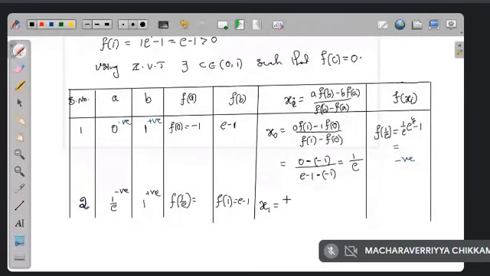a into f of b, that is 1 by e into f of 1, minus b into f of a, whole divided by f of 1 minus f of 1 by e. Alright, so you will find the next approximation.